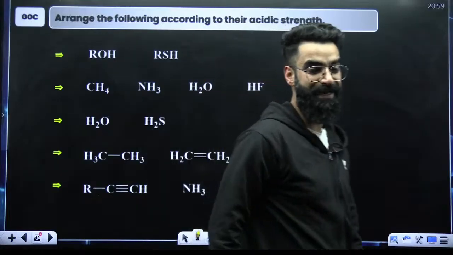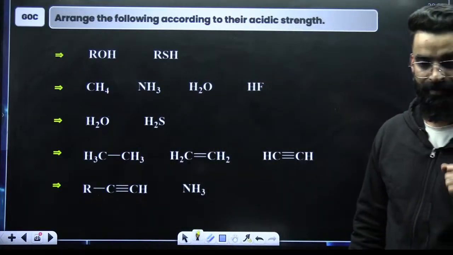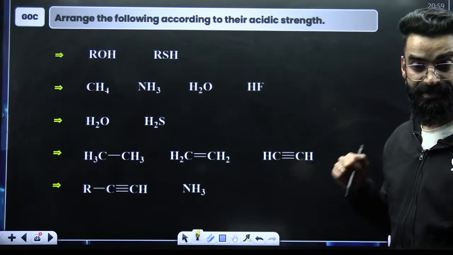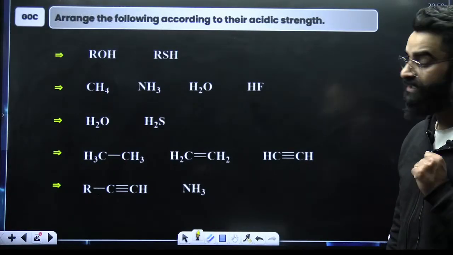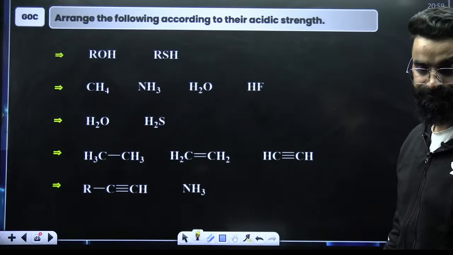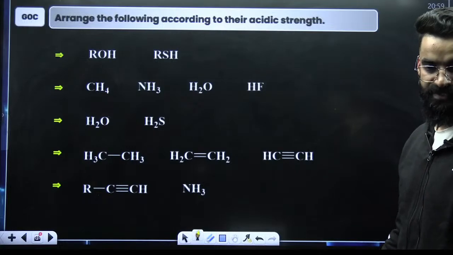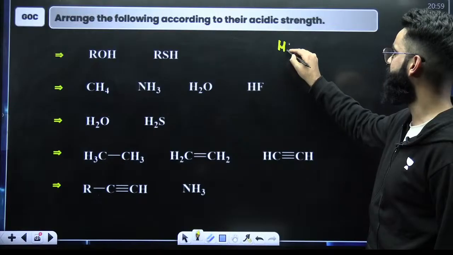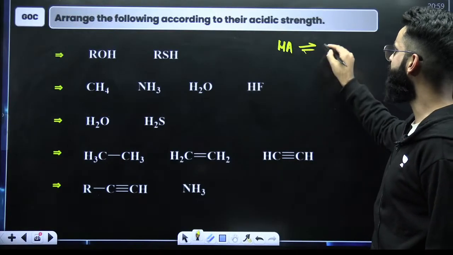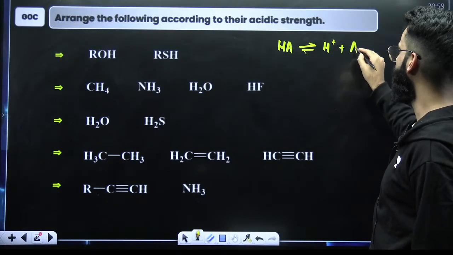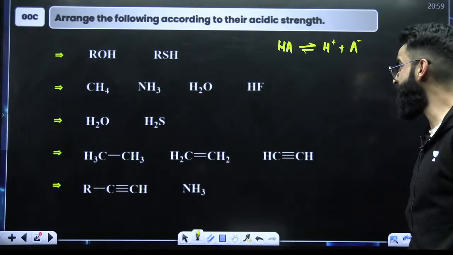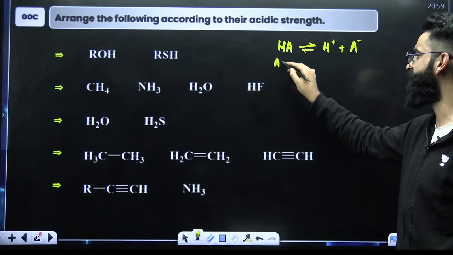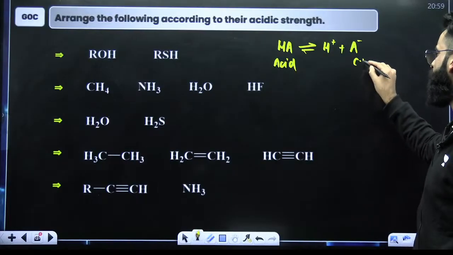Arrange the following as per their acidic strengths. My dear students, if you have got the acid HA, after losing H positive, it gets converted into A negative. If this was the acid, then this is something which I call the conjugate base.